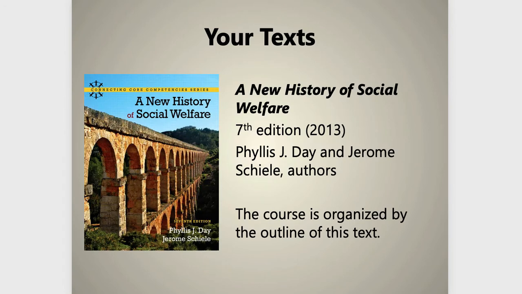About the textbooks that you'll be looking at, there are 3 books that you're going to need for the course. This is the cover of the 7th and latest edition of the textbook that we study from, A New History of Social Welfare. This textbook was published in 2013, and I'm not sure there's going to be any updates on this as we've been waiting a long time for a new edition.